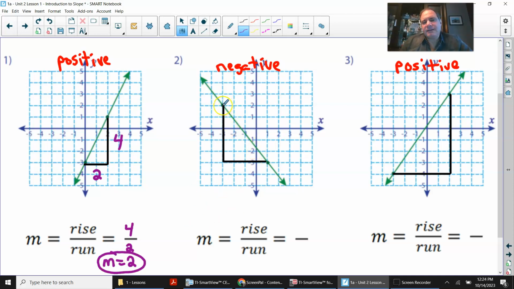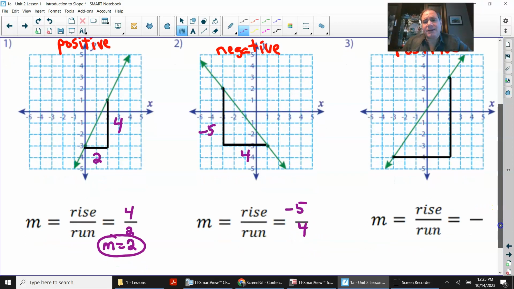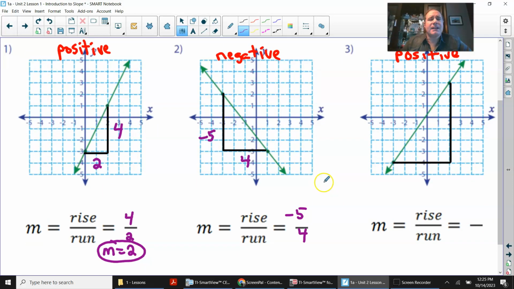This one is a negative slope right off the bat. We know that. 1, 2, 3, 4, 5. If you're going down 5, that's negative 5. 1, 2, 3, 4. Going to the right 4, that is positive 4. Negative 4 over 5. You leave it that way. It doesn't work out as a whole number.